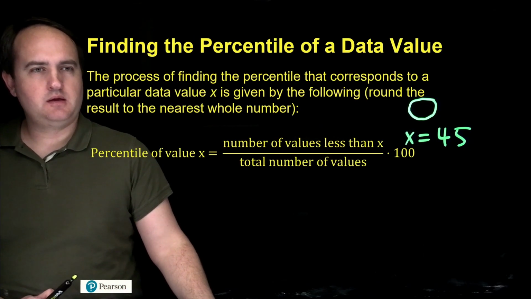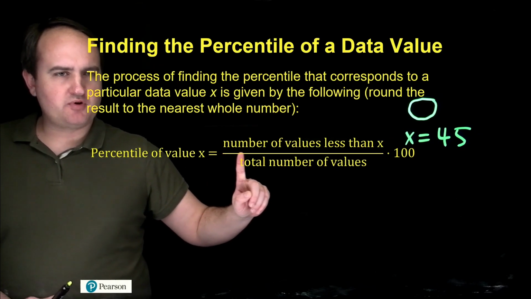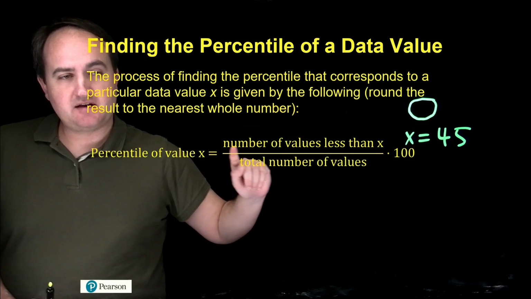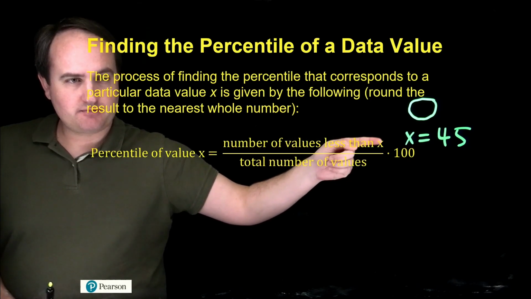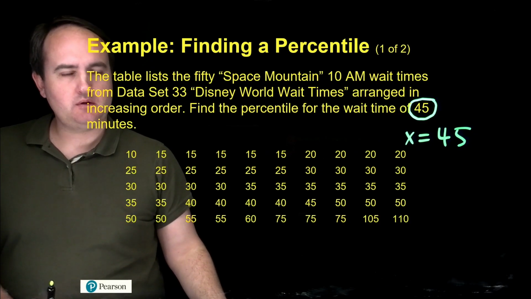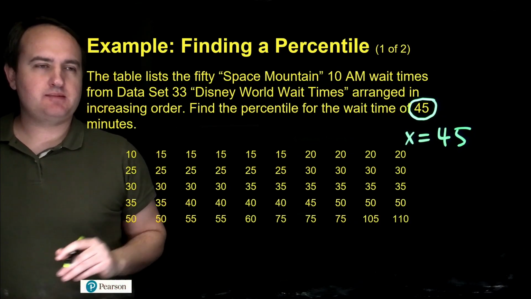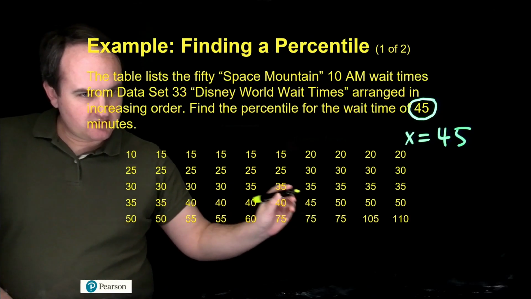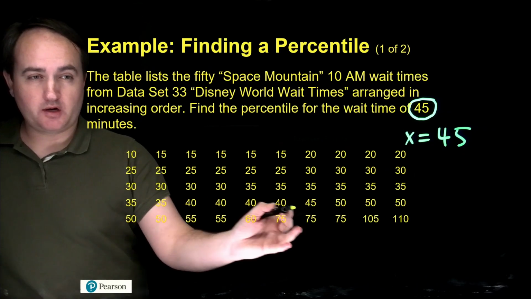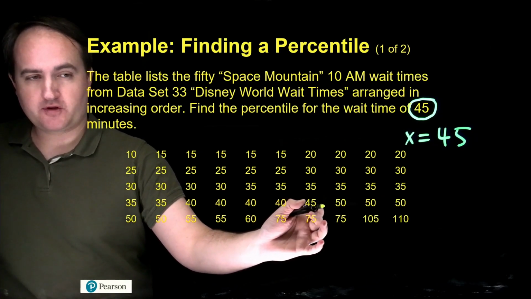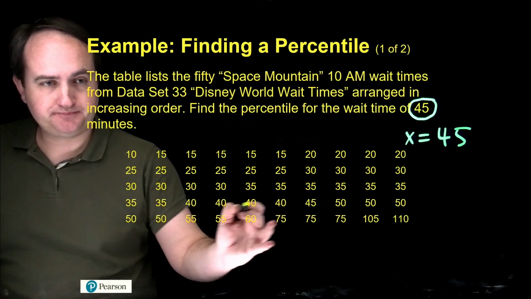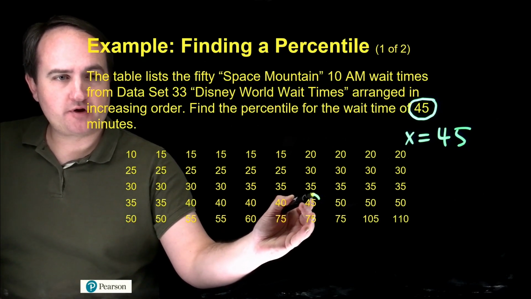All right. And then we need the number of values less than x. So the number of data values less than 45. We're going to need that for our numerator. So going back to this table, we need to locate 45, which is right here. By the way, you want to look at the lowest 45. So if there were multiple 45s, you would look at the first one. Okay, so here's 45.